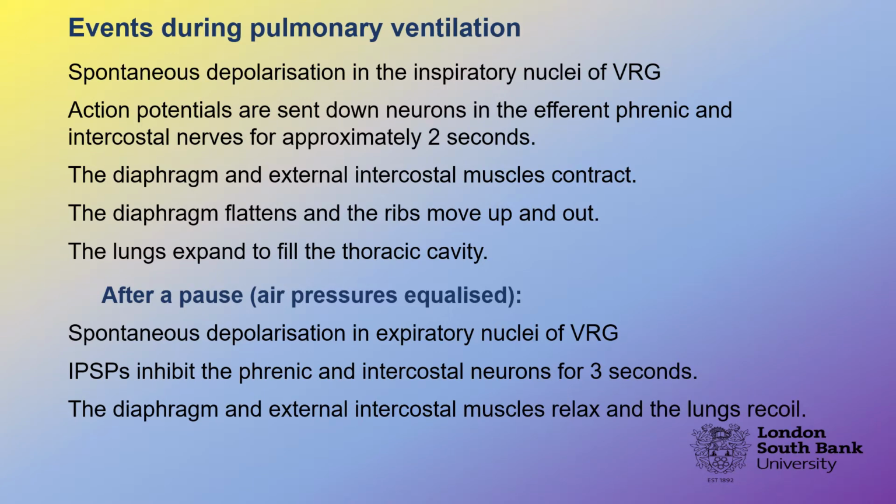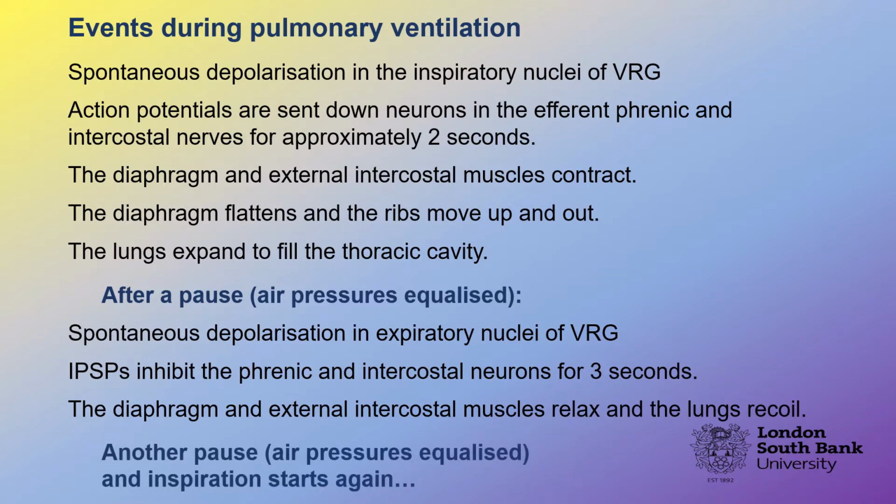The diaphragm and the external intercostal muscles relax, and when they relax, the thoracic cavity gets smaller and the lungs recoil. We've now reduced the volume in the lungs, which has increased the air pressure in the lungs greater than atmospheric. Following its pressure gradient, air moves out of the lungs now into the atmosphere. There's another pause while this happens and the air pressures equalize, and after that, of course, inspiration starts again.